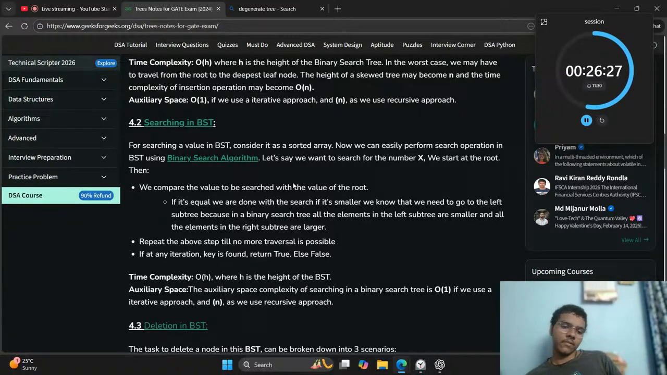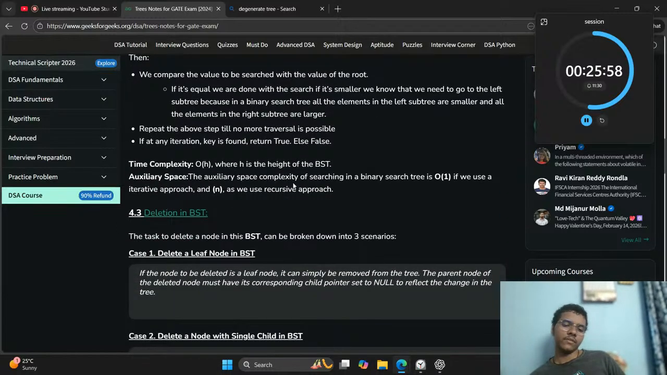If it is equal, we are done with the search. If it is smaller, we know that we need to go to the left subtree, because in a binary search tree, all elements in the left subtree are smaller and the elements in the right subtree are larger. Repeat the first step till no traversal is possible. If at any iteration the key is found, return true, else false. Time complexity is O of h, where h is the height of the BST. Auxiliary space complexity of searching is O of 1 if we use an iterative approach, or O of h as we use a recursive approach.